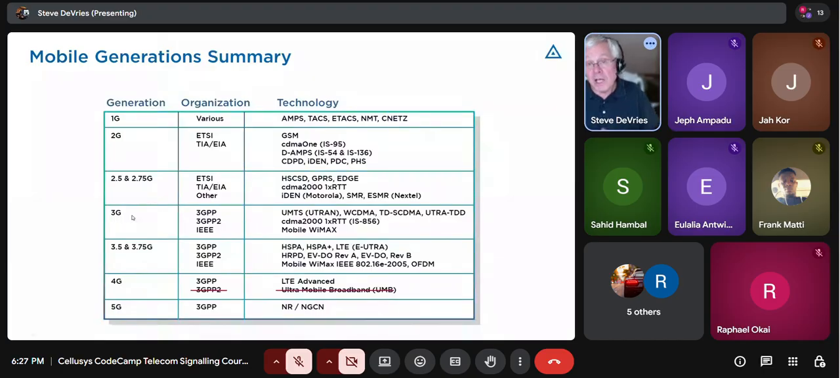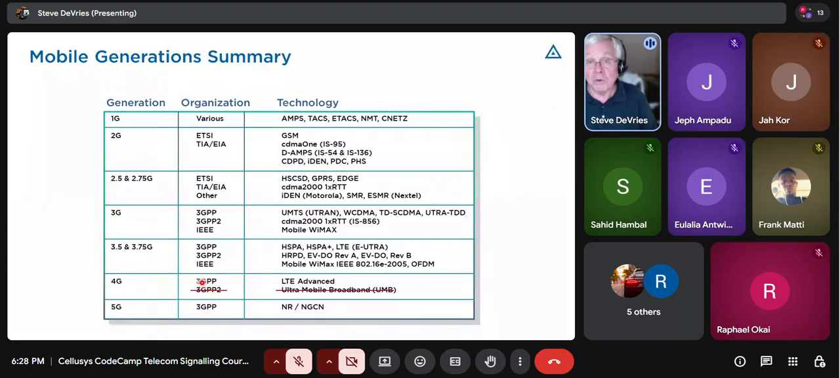3G, a couple things happened at 3G. The standards now were at 3GPP, third generation partnership project, or 3GPP2, third generation partnership project numeral 2, or IEEE. So these were the technologies for 3GPP. This was the technology for 3GPP2 and then mobile WiMAX. And these got improved also over time until you got the 4G.